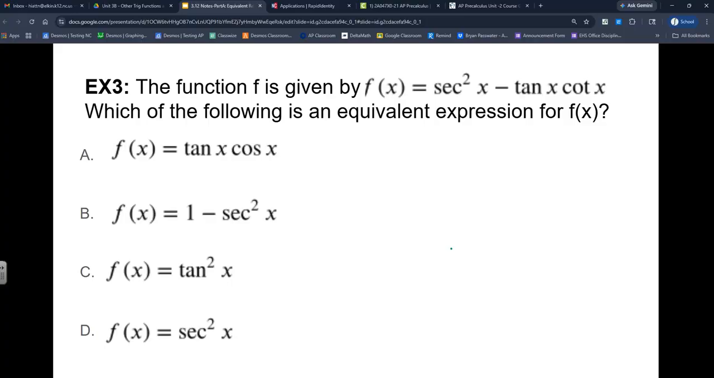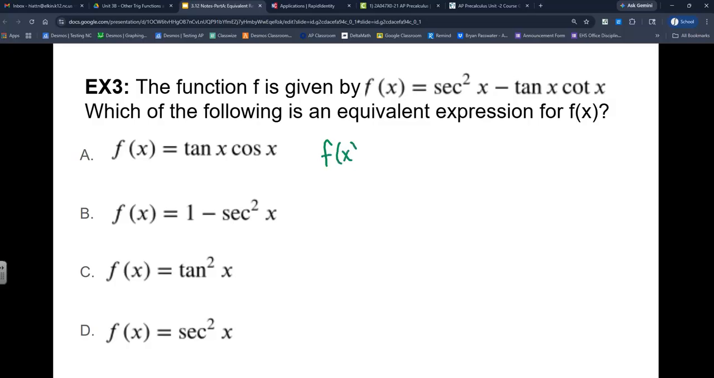So you're just going to run through ideas. You might want to change this to tangent squared plus 1. I don't think it's going to get you anywhere immediately unless you deal with this tangent x cotangent x first. So there's a couple different approaches that you can take to this.